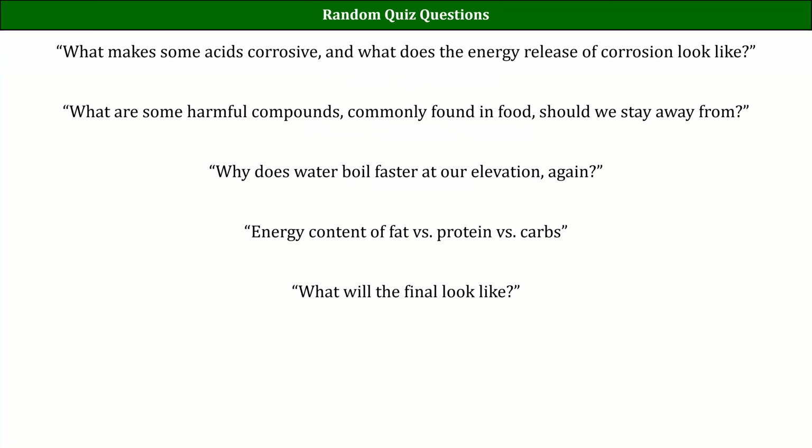Get started with some good random questions. Break the ice. What makes acids corrosive, and what does the energy of corrosion look like? So corrosive can mean a lot of different things. One of the things that we see with acids is the classic sci-fi idea, going back to Alien from the 70s. You didn't realize the first Alien movie was released in the late 70s? Go check your timeline. Where the acid spit from the alien eats through the metal.